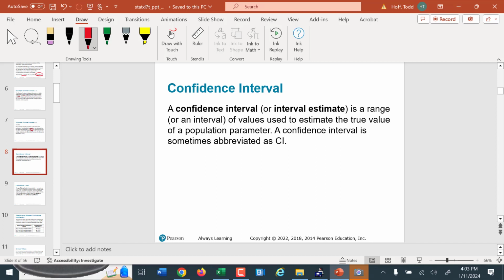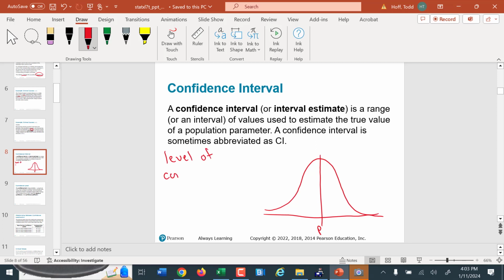So for a confidence interval, again, we're looking at this bell curve, and we know the center of that bell curve is the true population proportion. Now, there's something called a level of confidence. And the level of confidence is usually given as a percent.